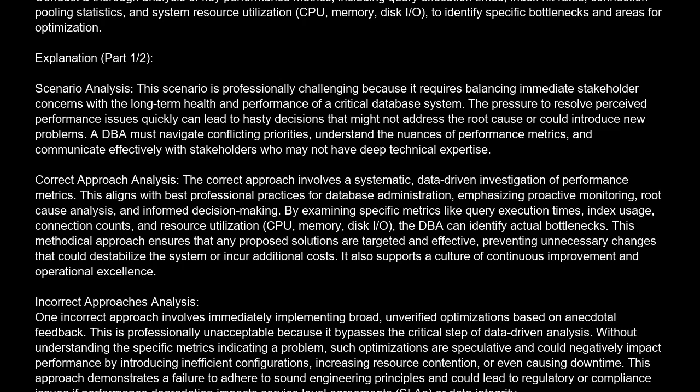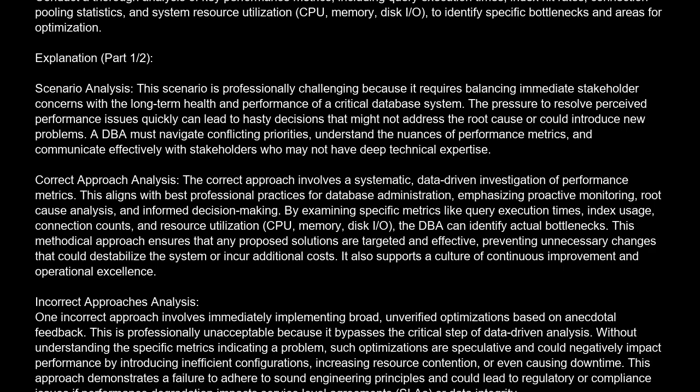The correct answer is D. Conduct a thorough analysis of key performance metrics, including query execution times, index hit rates, connection pooling statistics, and system resource utilization (CPU, memory, disk I/O), to identify specific bottlenecks and areas for optimization. Explanation. Scenario analysis. This scenario is professionally challenging because it requires balancing immediate stakeholder concerns with the long-term health and performance of a critical database system.